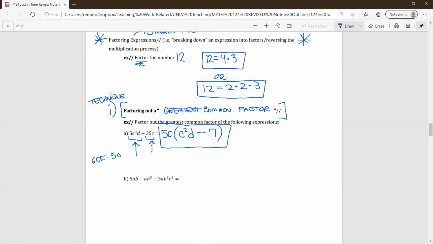And you can even check your answer. You can distribute the 5c back, and once you do that, you should get the expression that we started with. So you can do that and just check on your own.